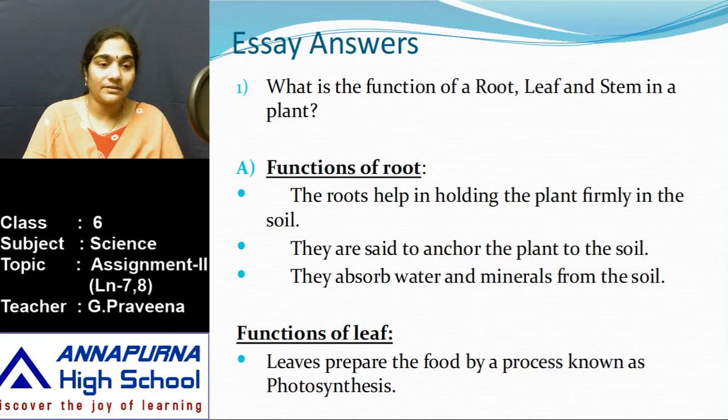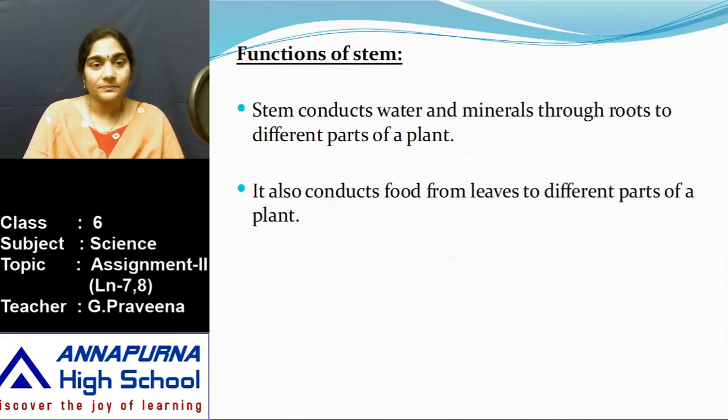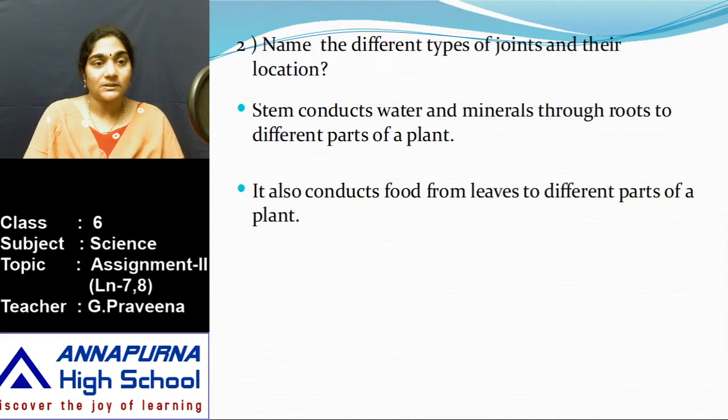Then the functions of a leaf. What is the function of a leaf? It prepares the food, and that process of preparation of food in a plant is known as photosynthesis. Then here is the function of a stem. Stem conducts water and minerals from the roots to different parts of a plant, and it also conducts food from leaves to different parts of a plant. So here it is acting as a mediator which carries the water from the root system to different parts of a plant, and the food which is prepared in the leaf is transported to different parts of a plant. So this is how the function of a stem takes place.